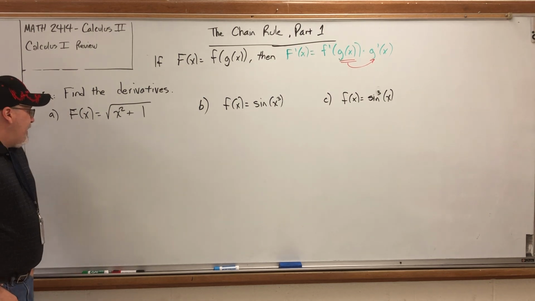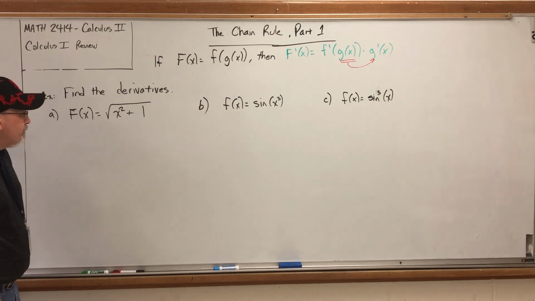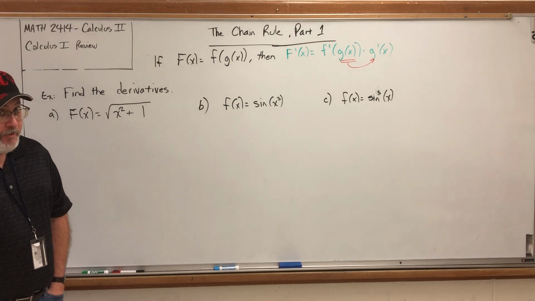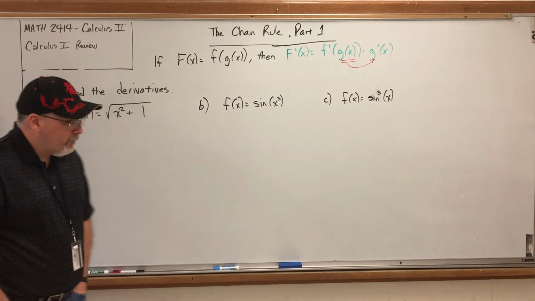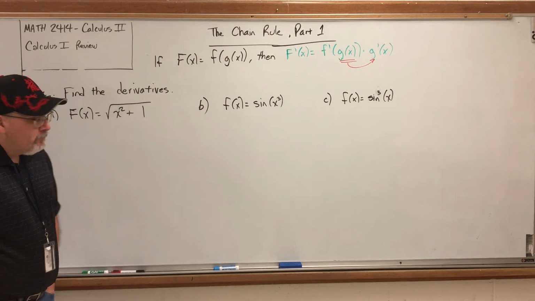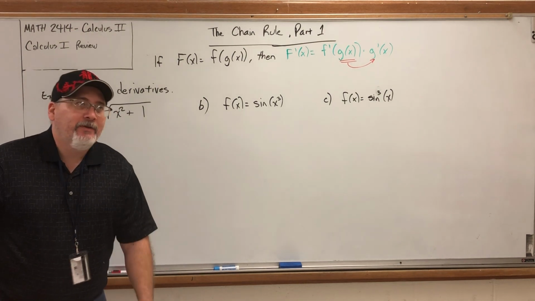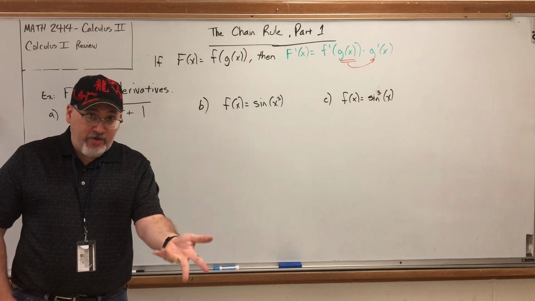Find the derivatives. A, f of x equals the square root of x squared plus 1. Now, before we jump into the chain rule, there's something that you should already be familiar with, but if not, then you're about to become re-familiar with. You don't do calculus to radicals. You don't do calculus to square roots, cube roots, etc., etc. Well, you can, but we don't have rules for them because we don't need them.